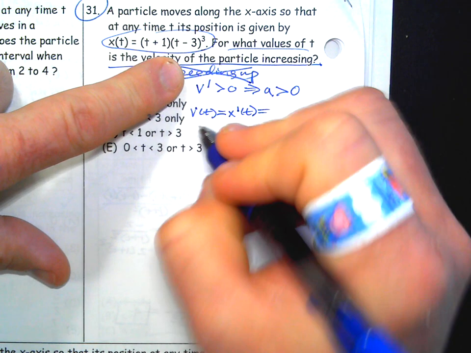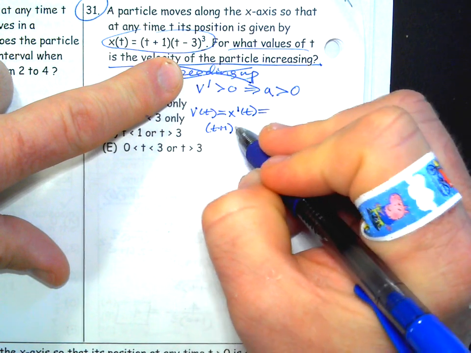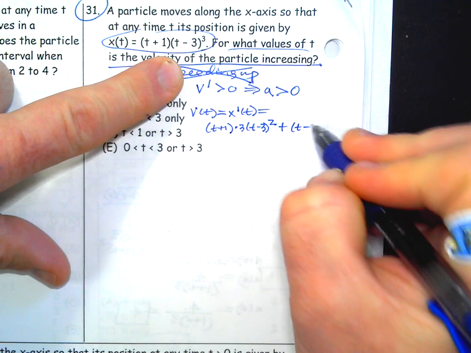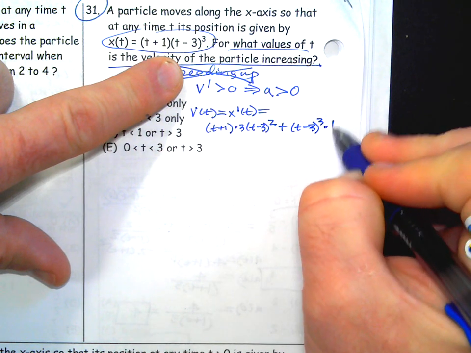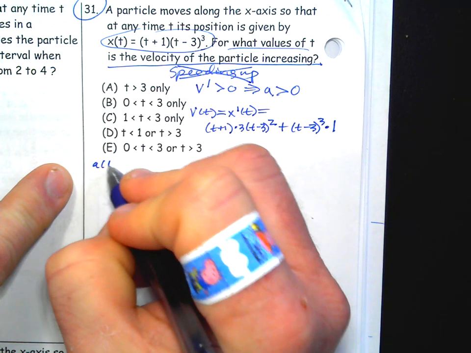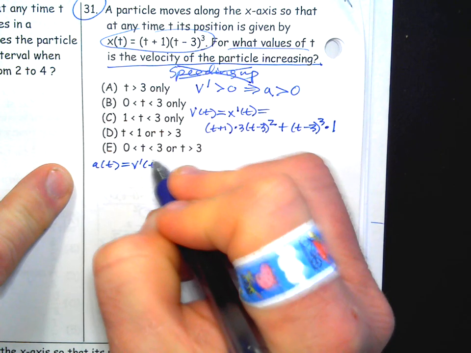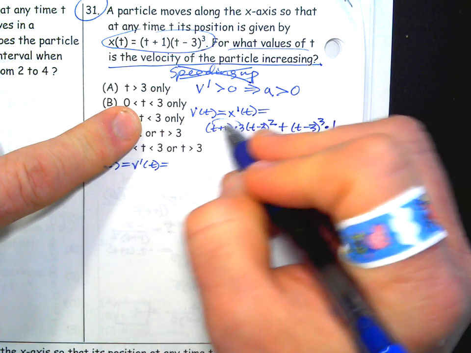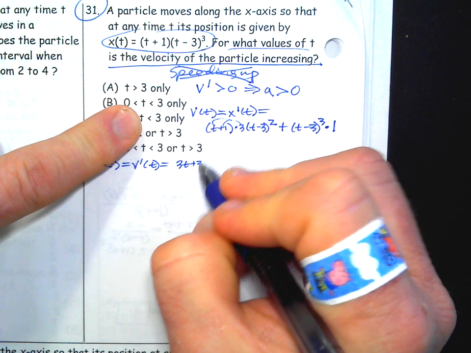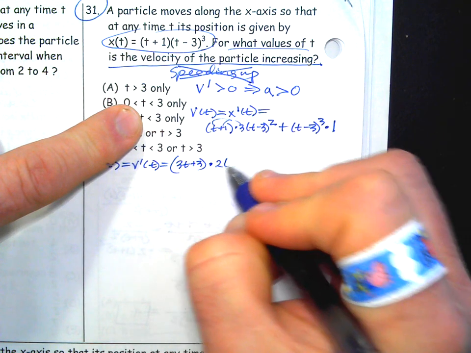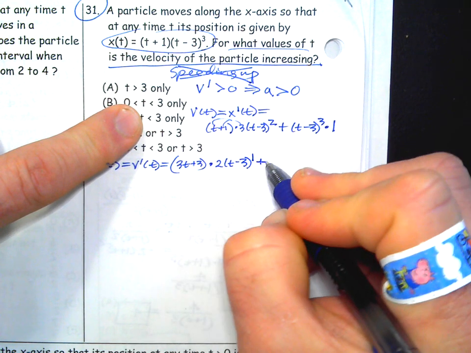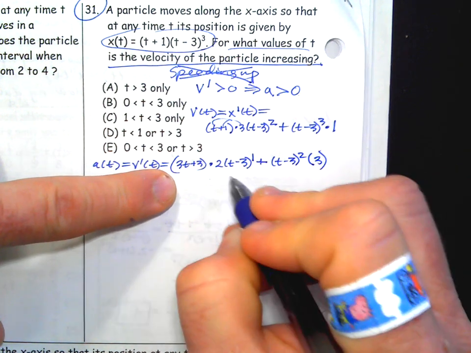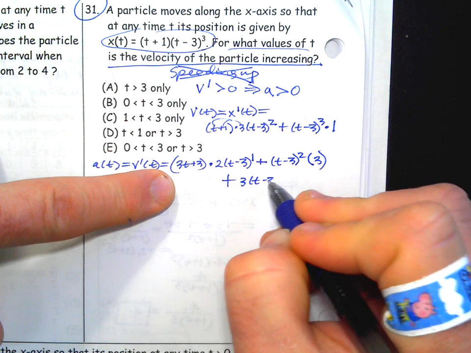We'll use product rule. T plus 1 times 3(t minus 1) squared plus (t minus 3) cubed times 1. And then acceleration is going to be the derivative of that. So this is getting a little messy. We could just bring the 3 in there. 3t plus 3 times the derivative of this would be 2(t minus 3) to the first, plus (t minus 3) squared times the derivative of this would be 3, plus 3(t minus 3) squared.